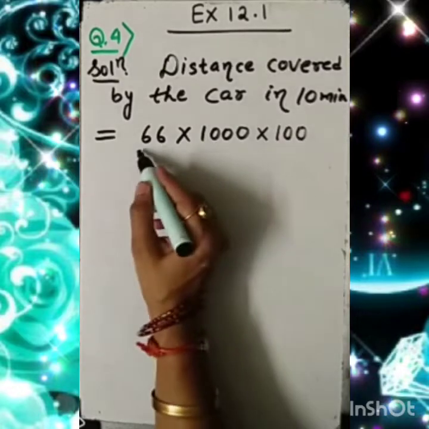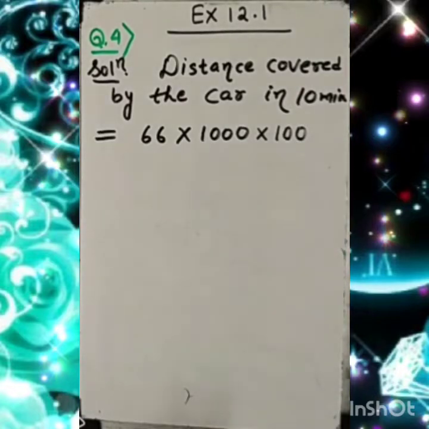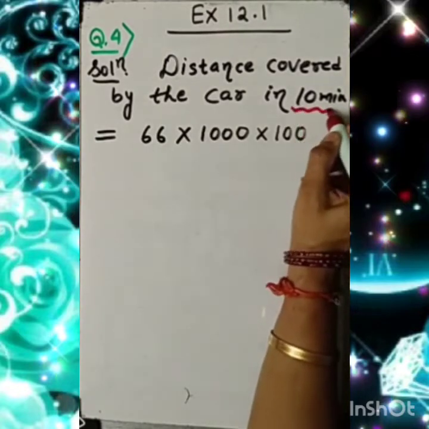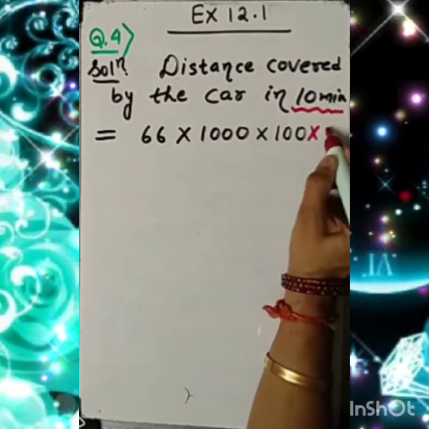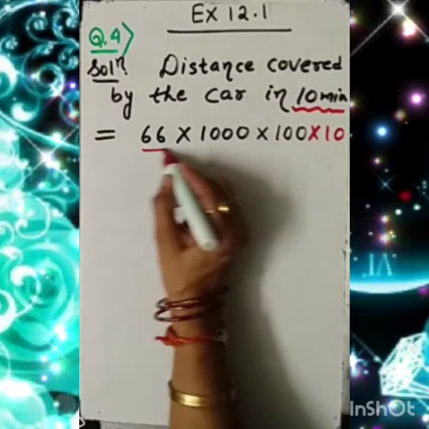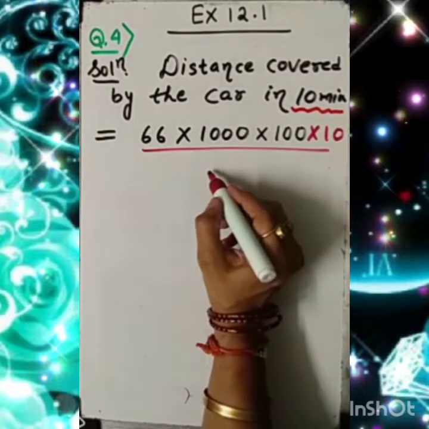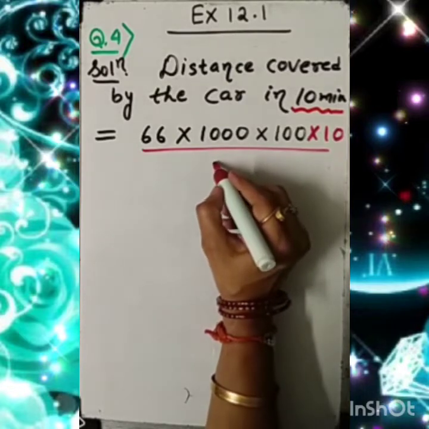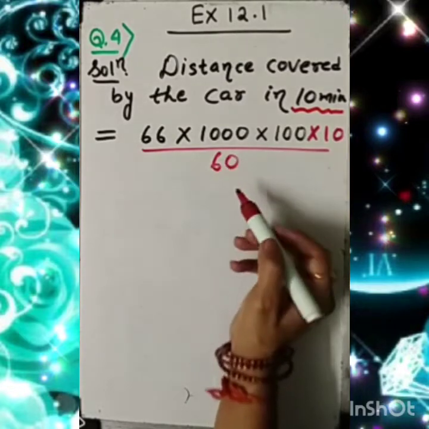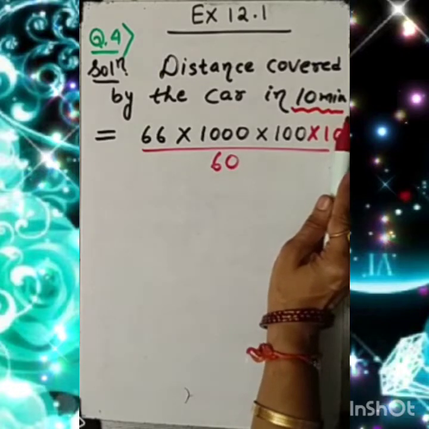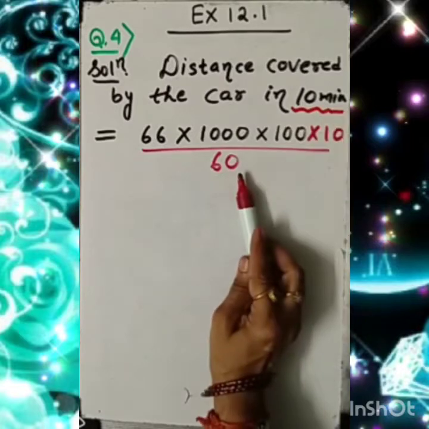And of course, now this is 10 minutes. Actually, this much distance is for 1 minute. This much distance is for 1 minute. Such a type of distance we need to find for 10 minutes. So I am multiplying it with 10 here. And why I am dividing it with 60? What is the reason? You know very well. As it is given in the question per hour.